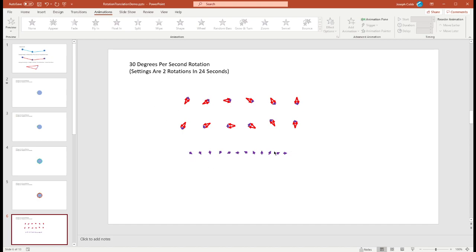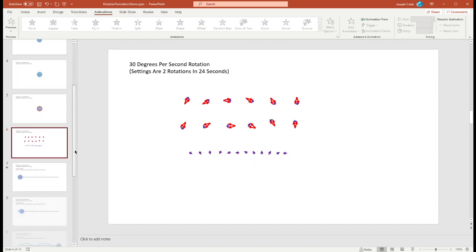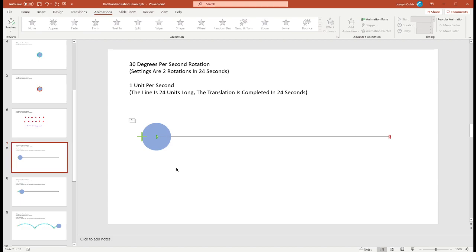So yeah, these are the accelerations here. Now let's do the same when we add in a linear translation. So here we go, this is what it looks like. This line goes from the center of this circle to here. It's 24 units long.